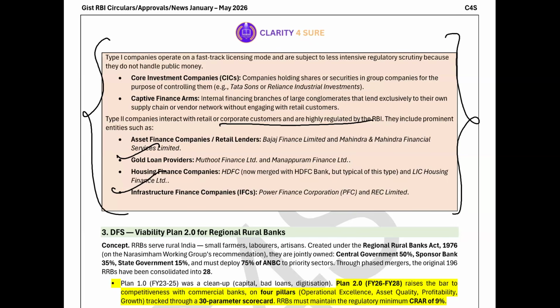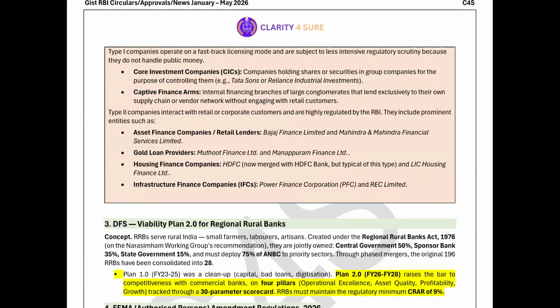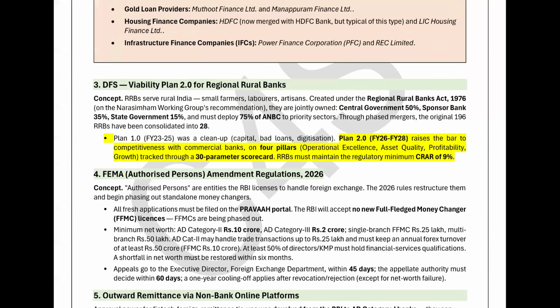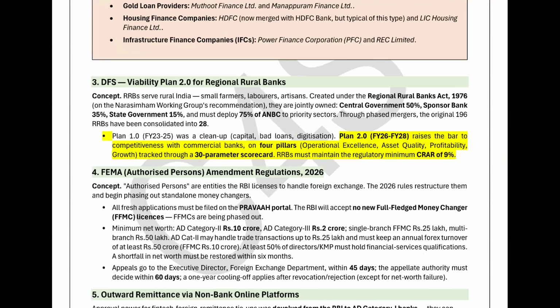which is an important circular, is DFS Viability Plan 2.0 for Regional Rural Banks. So try to understand the concept. Regional Rural Banks serve rural India, all we know, that is small farmers, laborers, artisans. Created under the Regional Rural Banks Act of 1976 on the Narasimham Working Group recommendation. इसने recommend किया था, Narasimham Working Group recommendation.